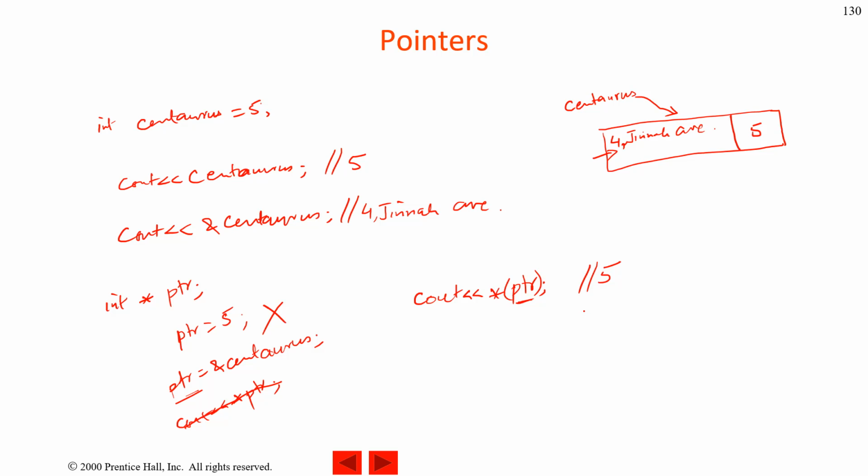So there are four things that we have used. One is the value, second is the variable name, third is the variable address, and fourth is the pointer.